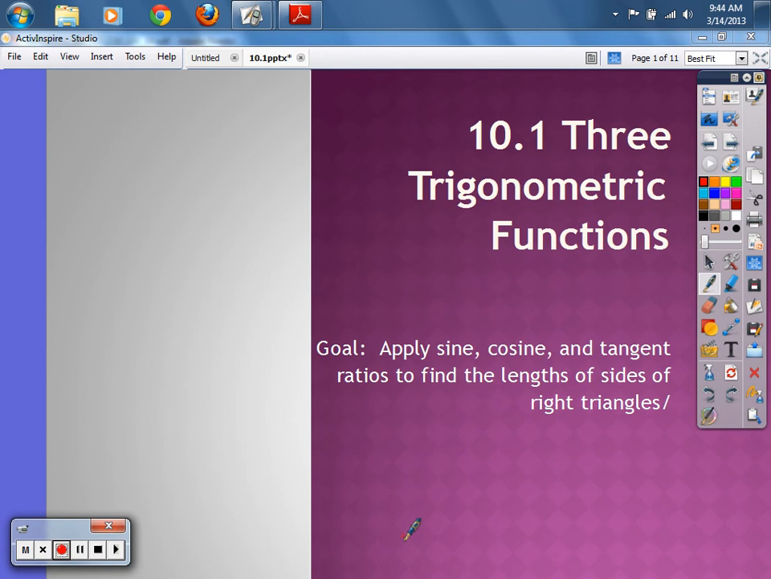Hi guys, these are your notes for section 10.1, and today we're going to start a little trigonometry unit, and this one is on trigonometric functions. Today we're going to apply the sine, cosine, and tangent ratios to find the lengths of sides of certain right triangles. Today what we're talking about is only right triangles. The rules I'm going to talk to you about today can only be used on right triangles, and we're going to be finding missing lengths of those right triangles.